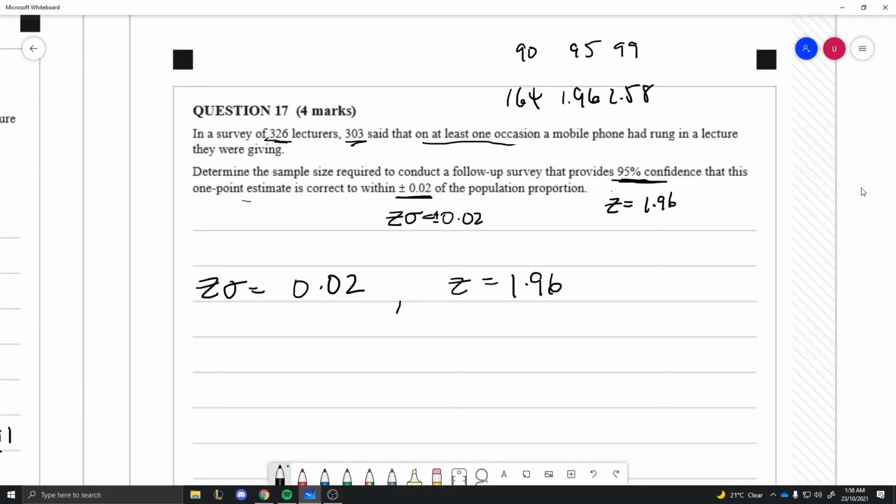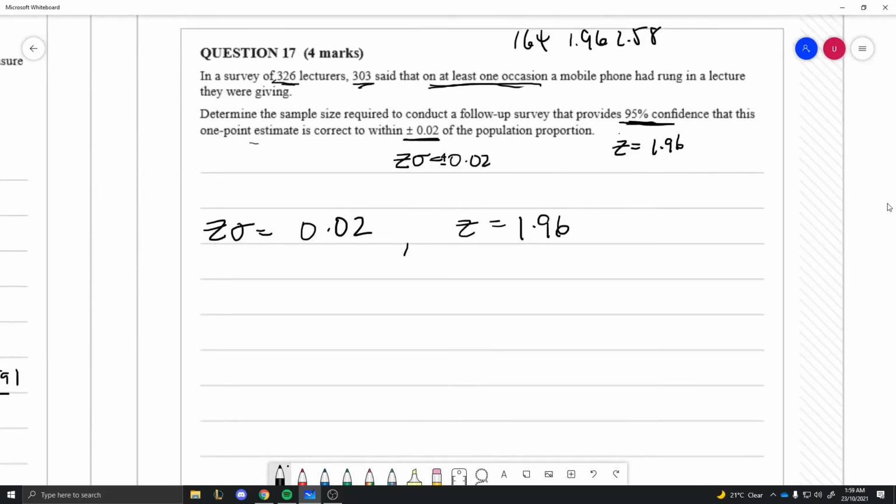Let's just synthesize all the information. And this is at least one occasion. So determine the sample size required. So the sample size is going to be your n. Sample size is equal to your n value.